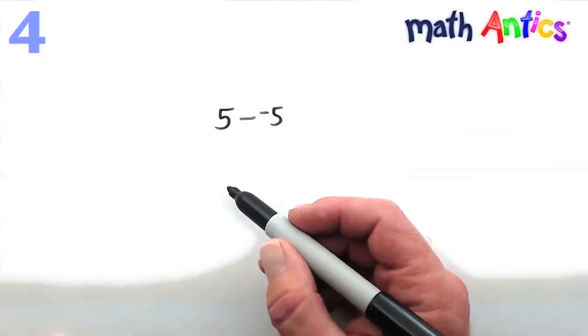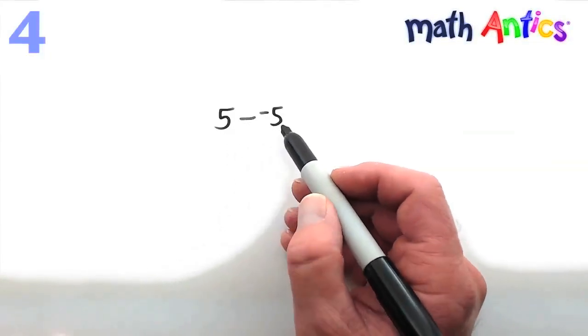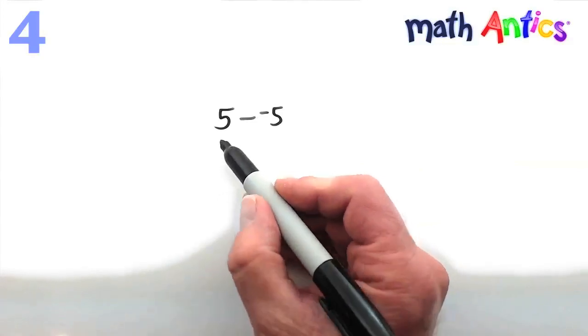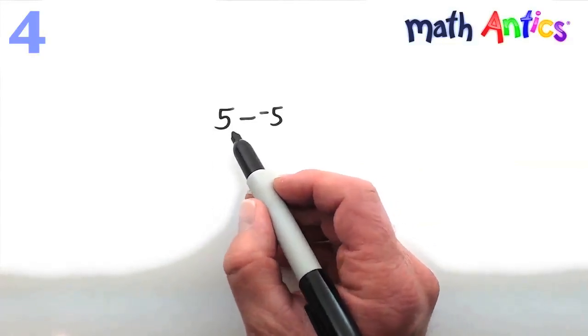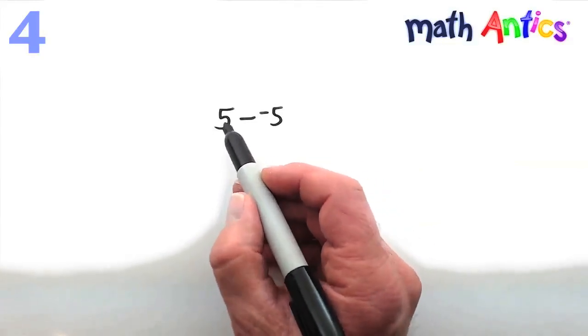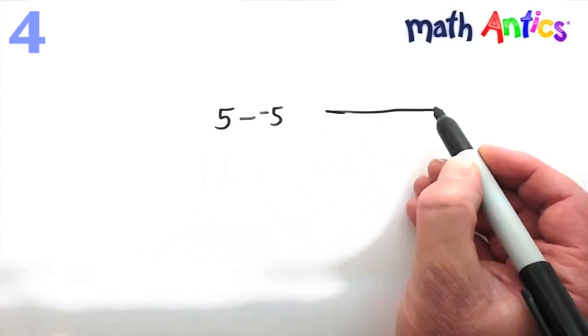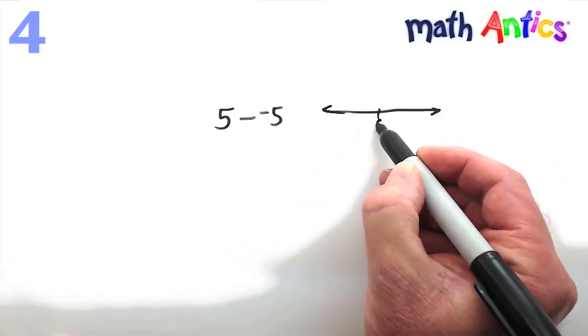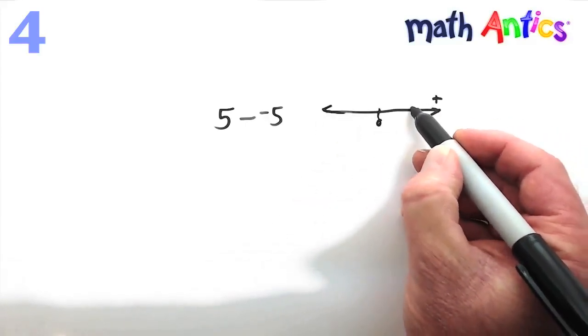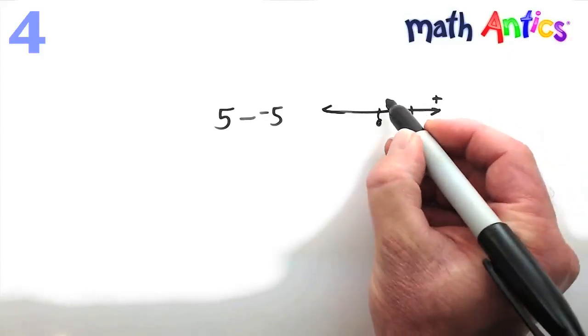For our next problem, we have 5 minus -5. Now let's use our strategy and start by asking, are we starting with a positive or a negative? Here you can see we're starting with positive 5. So let's get out a number line so we can visualize this. And we'll start over here on this side with positive 5. That's going to be our starting point.